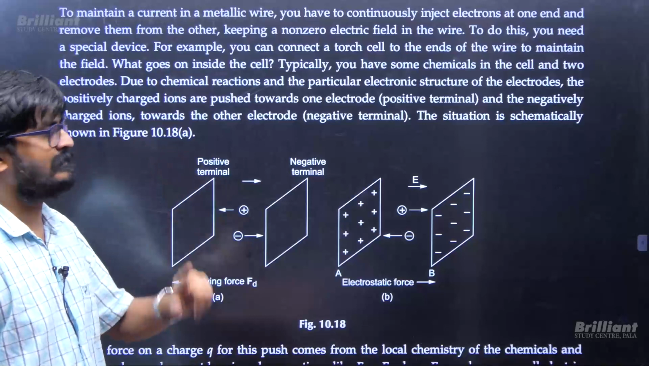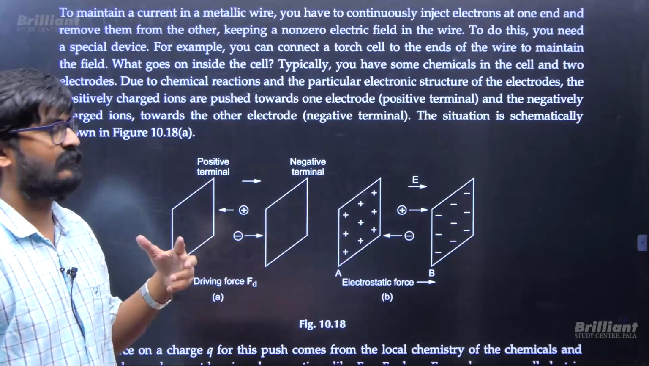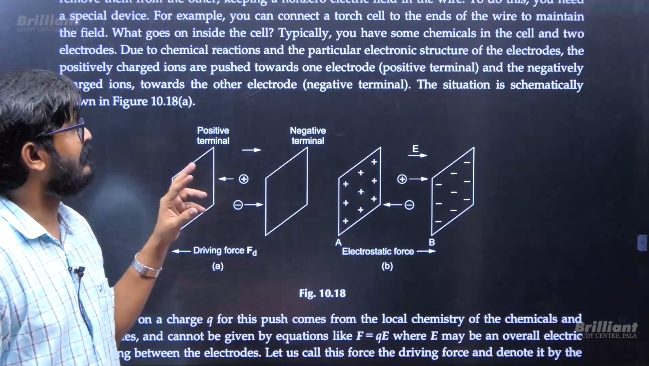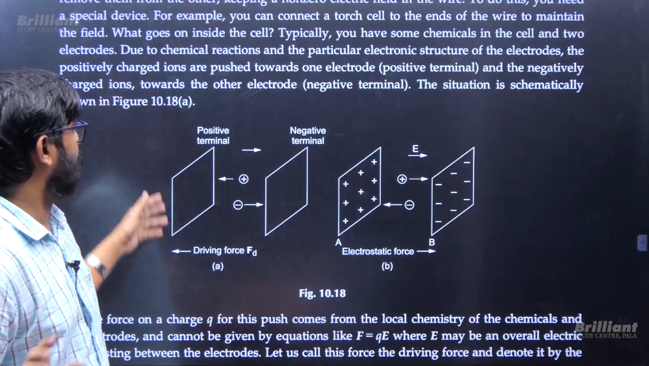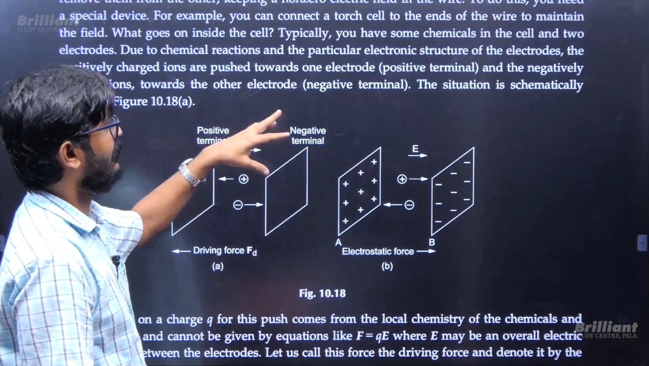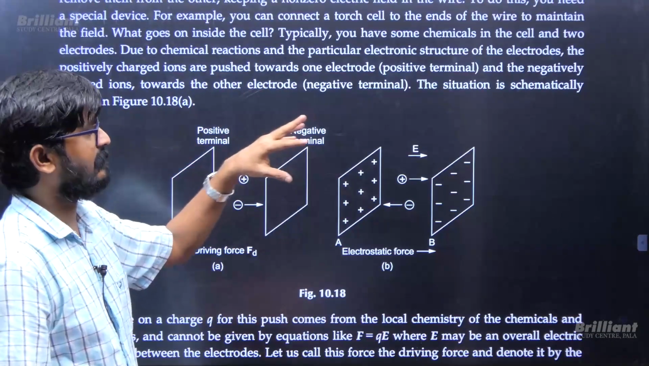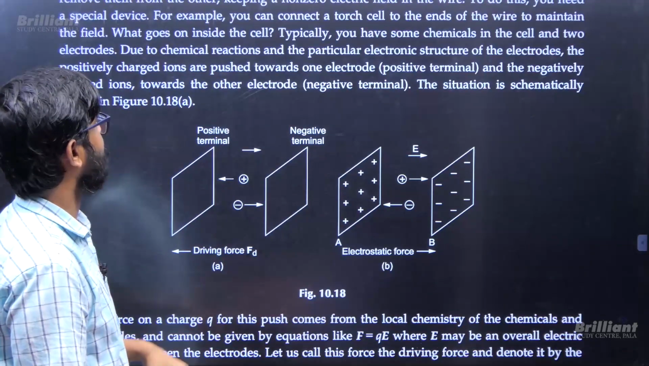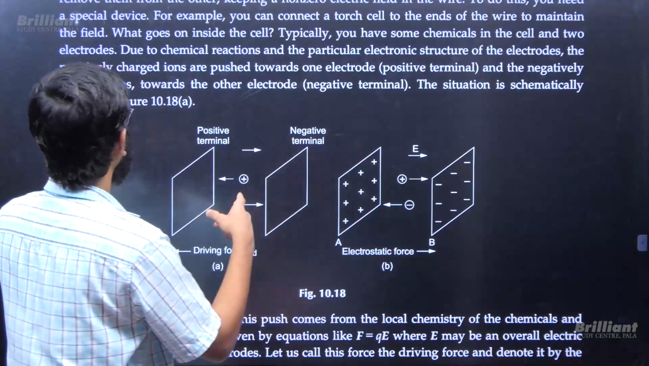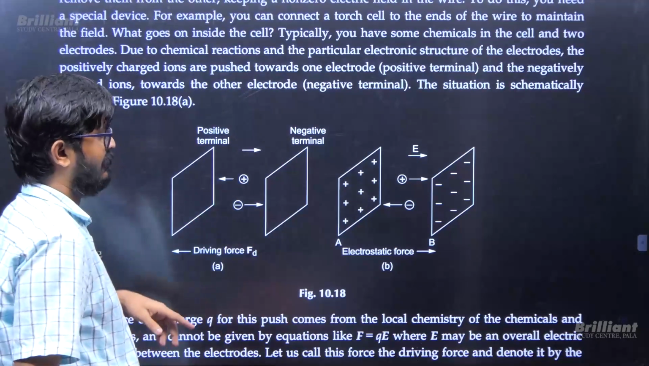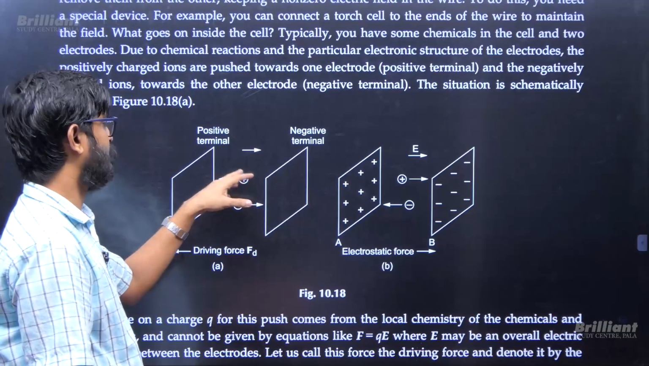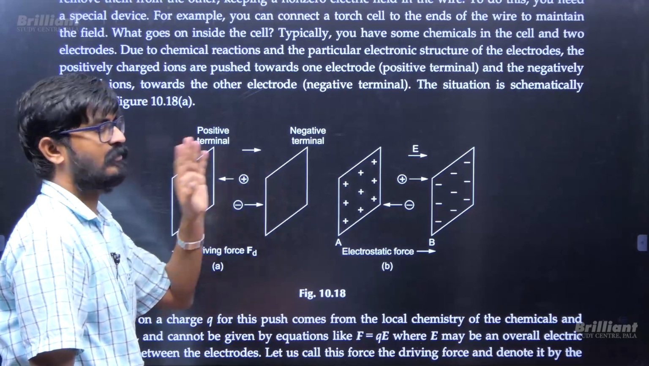Now, what goes inside the cell, I don't discuss much. Typically, you have some chemicals in the cell and two electrodes. Due to the chemical reactions and the particular electronic structure of the electrodes, the positively charged ions are pushed towards one electrode and negatively charged ions are pushed towards the other electrode. Because of the chemical reaction, these ions will be separated.